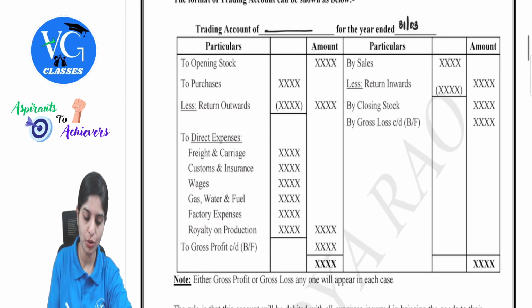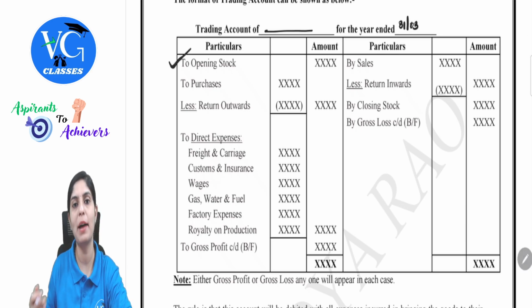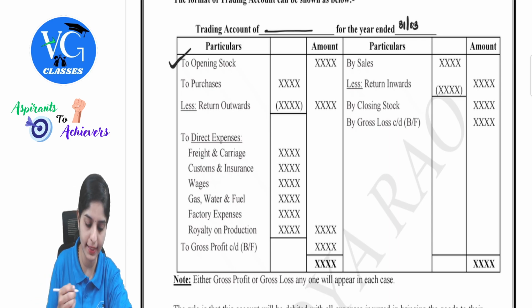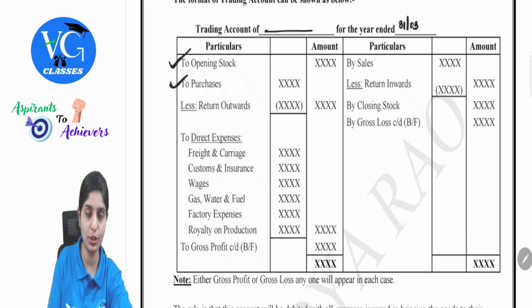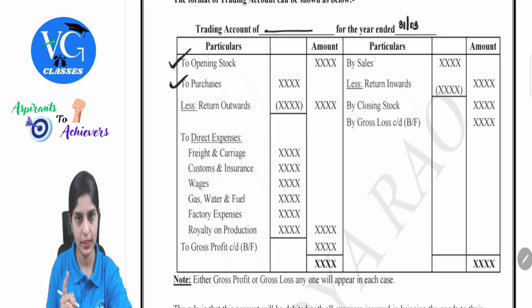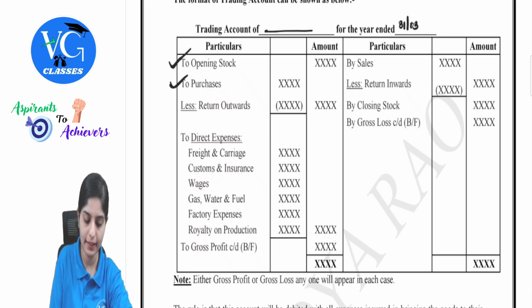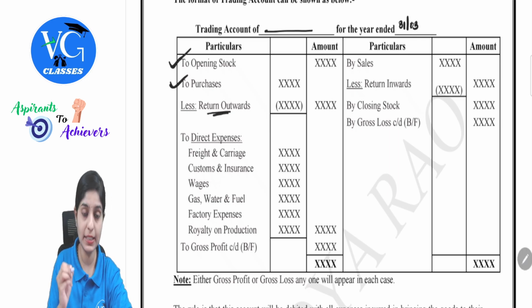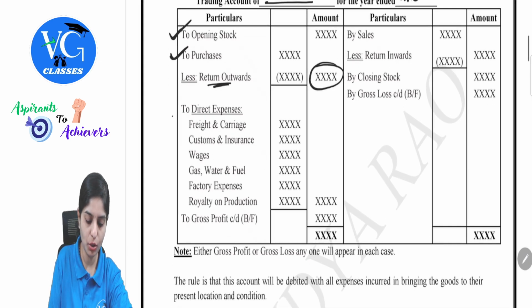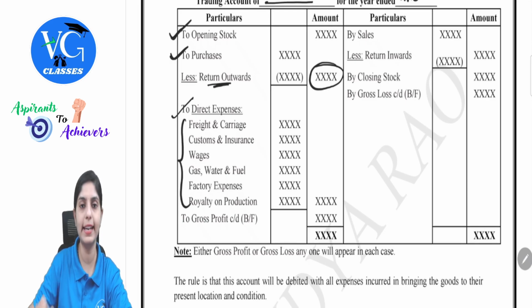Let's observe. So trading account begins with opening stock, because trading means buying and selling of goods, and if we want to continue the business, we require goods. So it begins with opening stock, and then any purchases made during the year. With purchases, if there are any purchase returns, which can also be called returns outwards, we will subtract this and show the net amount in the outer column, and then we record all those expenses which are direct in nature.